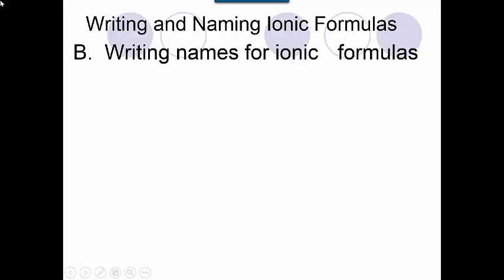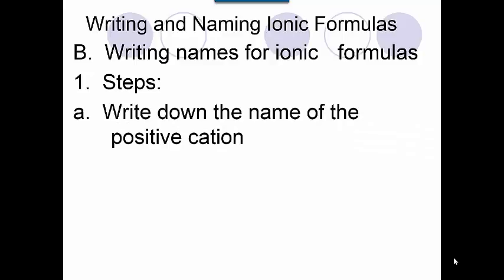In the last video for this unit, we're going to be looking at how you write the names. So if you're given a formula, how do you convert that into the names of those elements? So like anything, there are some rules or steps to this as well. You're always going to write down the name of your positive cation first.